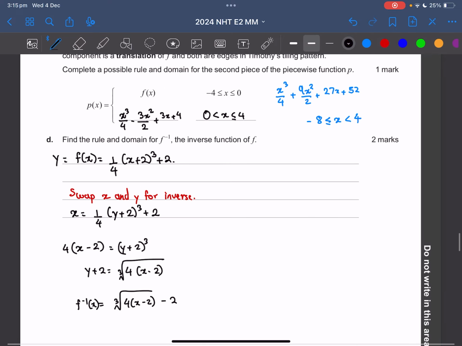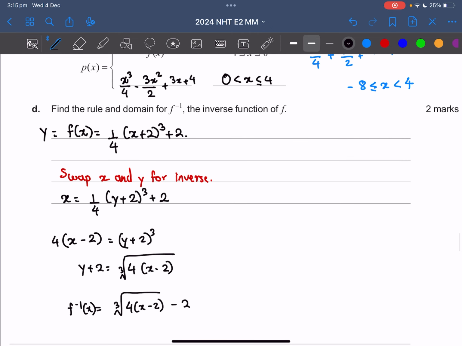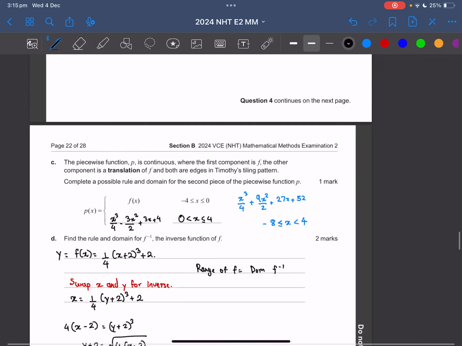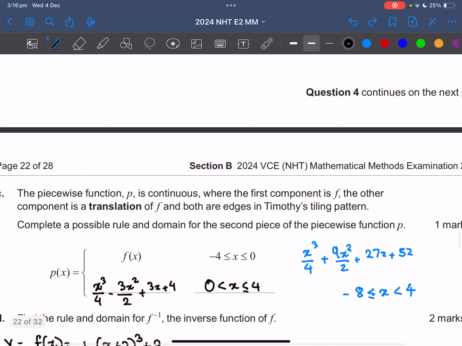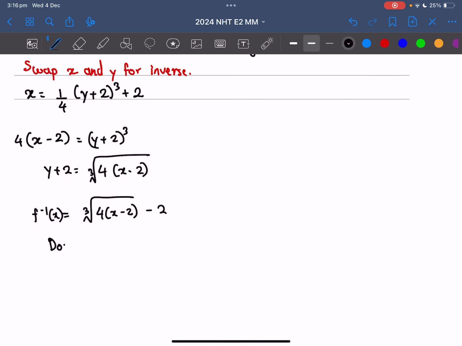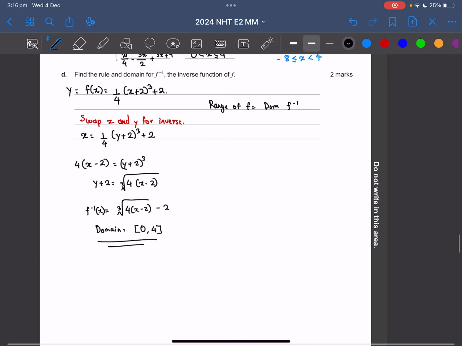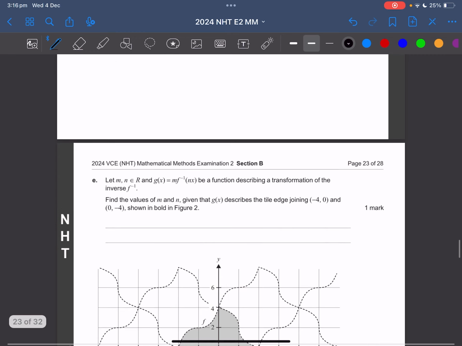Okay? And we also have to say the domain. So we know that the range of f is the domain of f inverse. So we can write that down. So range of f equals to domain of f inverse. Right? So let us find the range of f. What is the range of f over here? It is going from 0 all the way to 4 inclusive. So our domain for f inverse will be the same. And we can say that the domain is equals to 0 all the way to 4 inclusive. That's the same as the range of f. Okay? Hopefully this made sense. Let's go to the next page.